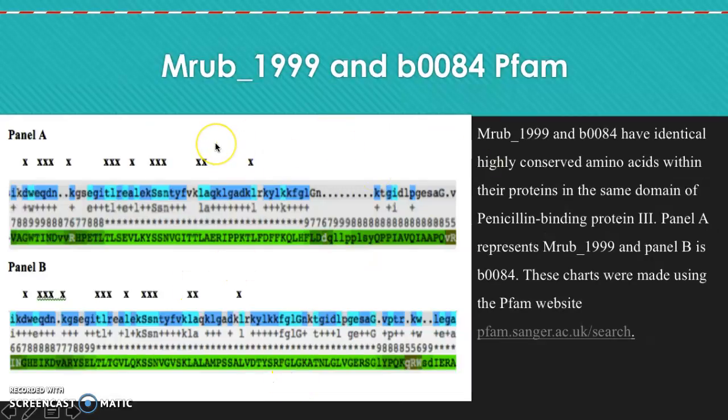And here's the last protein family alignment. All these X's being identical shows that there are similar properties within both the proteins that these genes for E. coli and M. ruber produce.